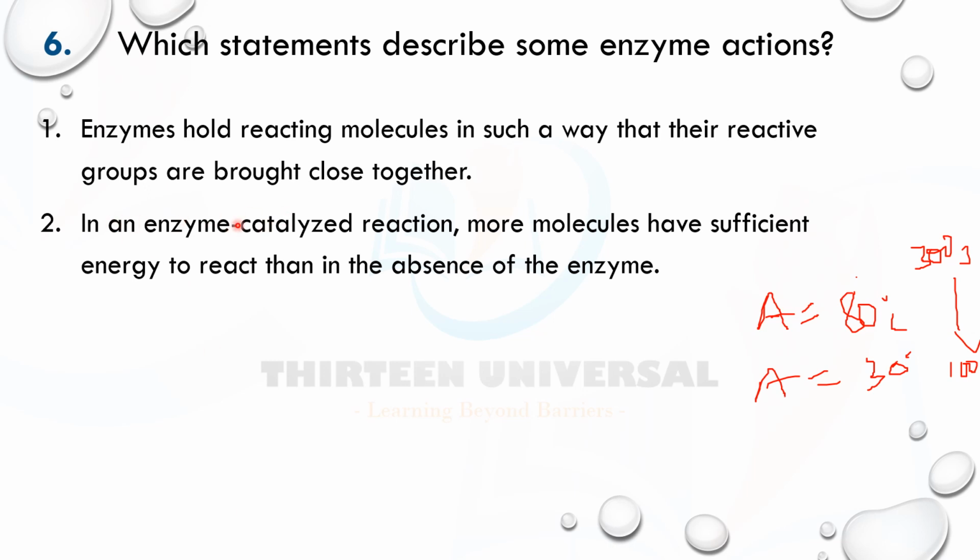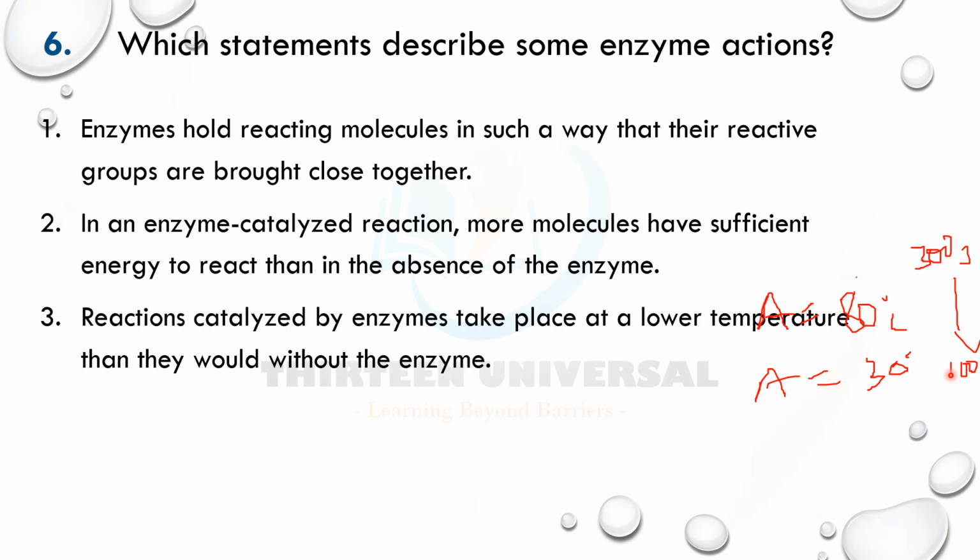In an enzyme catalyzed reaction, more molecules have sufficient energy to react. So most molecules may not have up to 300 joules without enzyme, but when you use an enzyme, more of them will have 100 joules to react, because you have reduced the amount of energy needed for the reaction to occur. So most molecules will have that less amount of energy compared to the high amount. So 2 is correct.